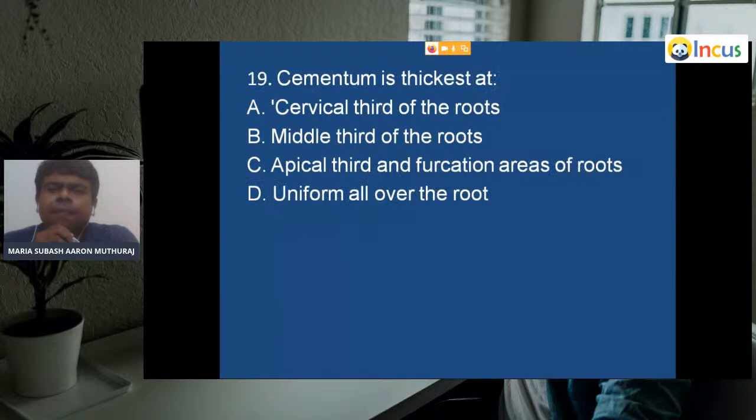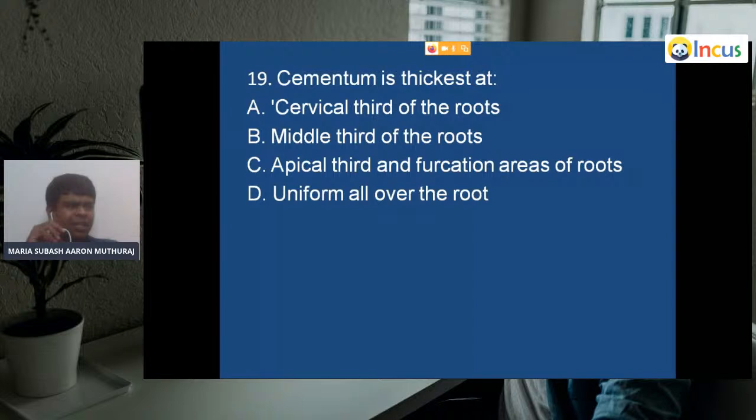Cementum. Cementum is thickest at which area: the cervical third of the roots, middle third, apical third and furcation area of the roots, or uniform all over the roots? It is thickest at the apical third and furcation area of the roots, because, as we already discussed, there are different thicknesses for different forms of cementum.